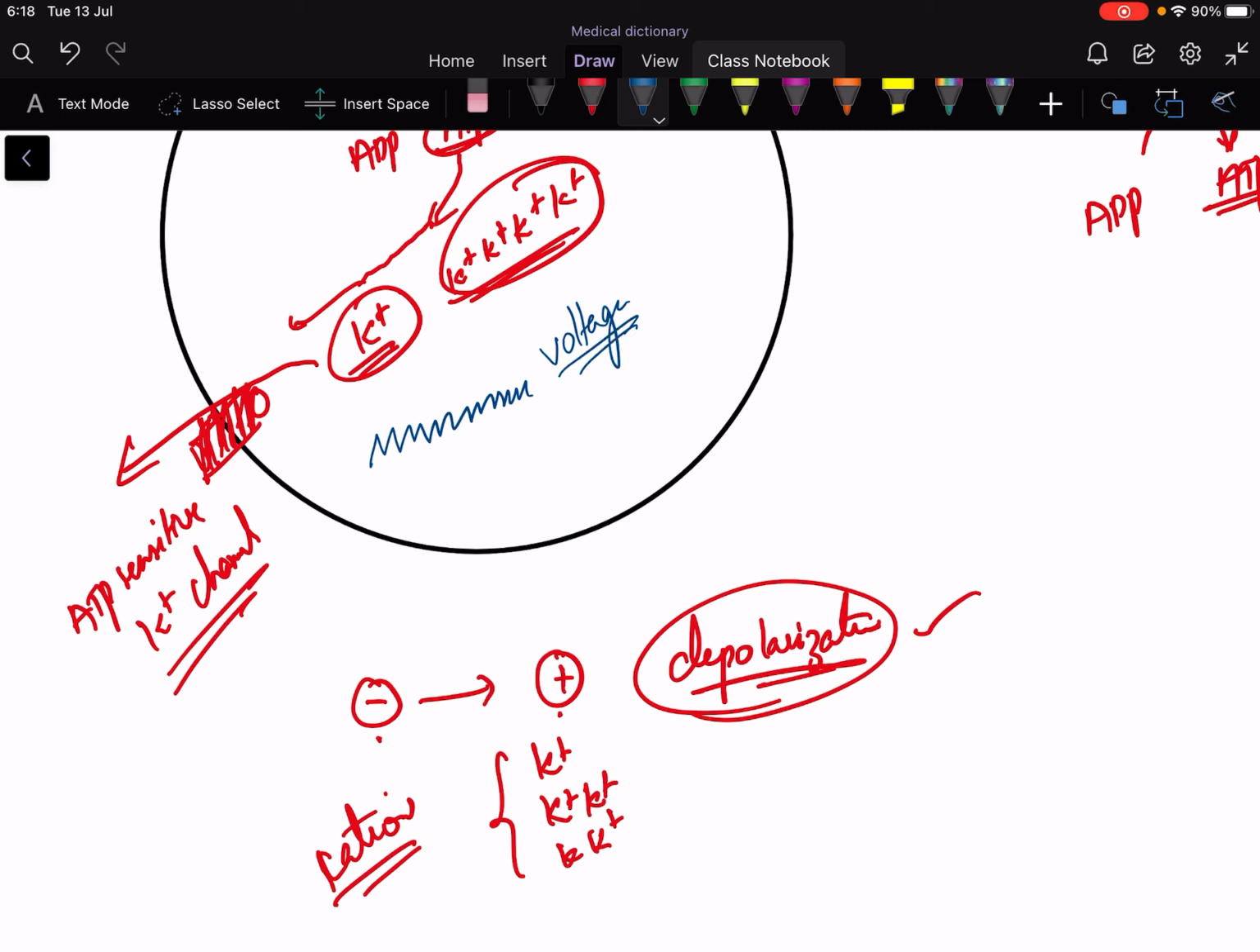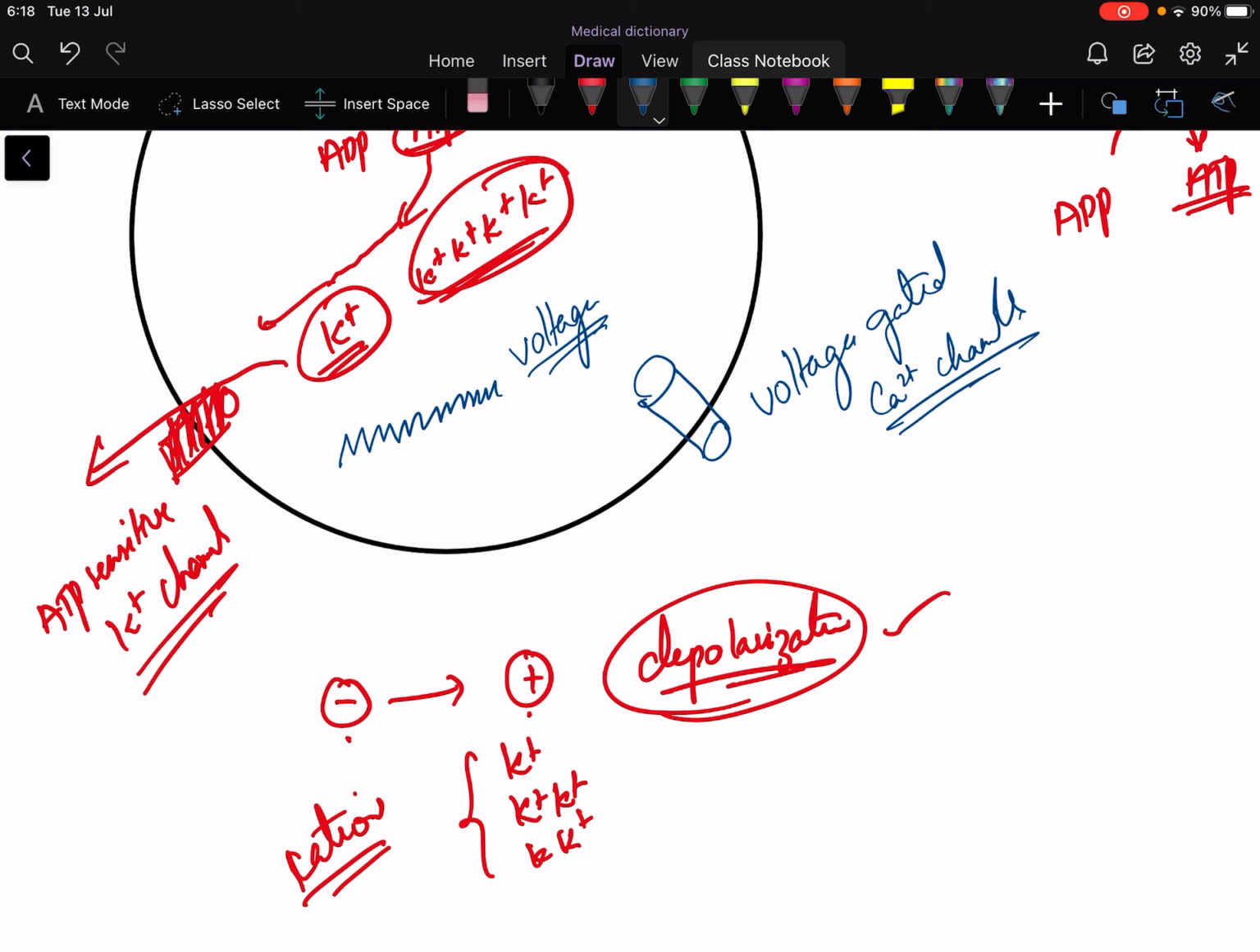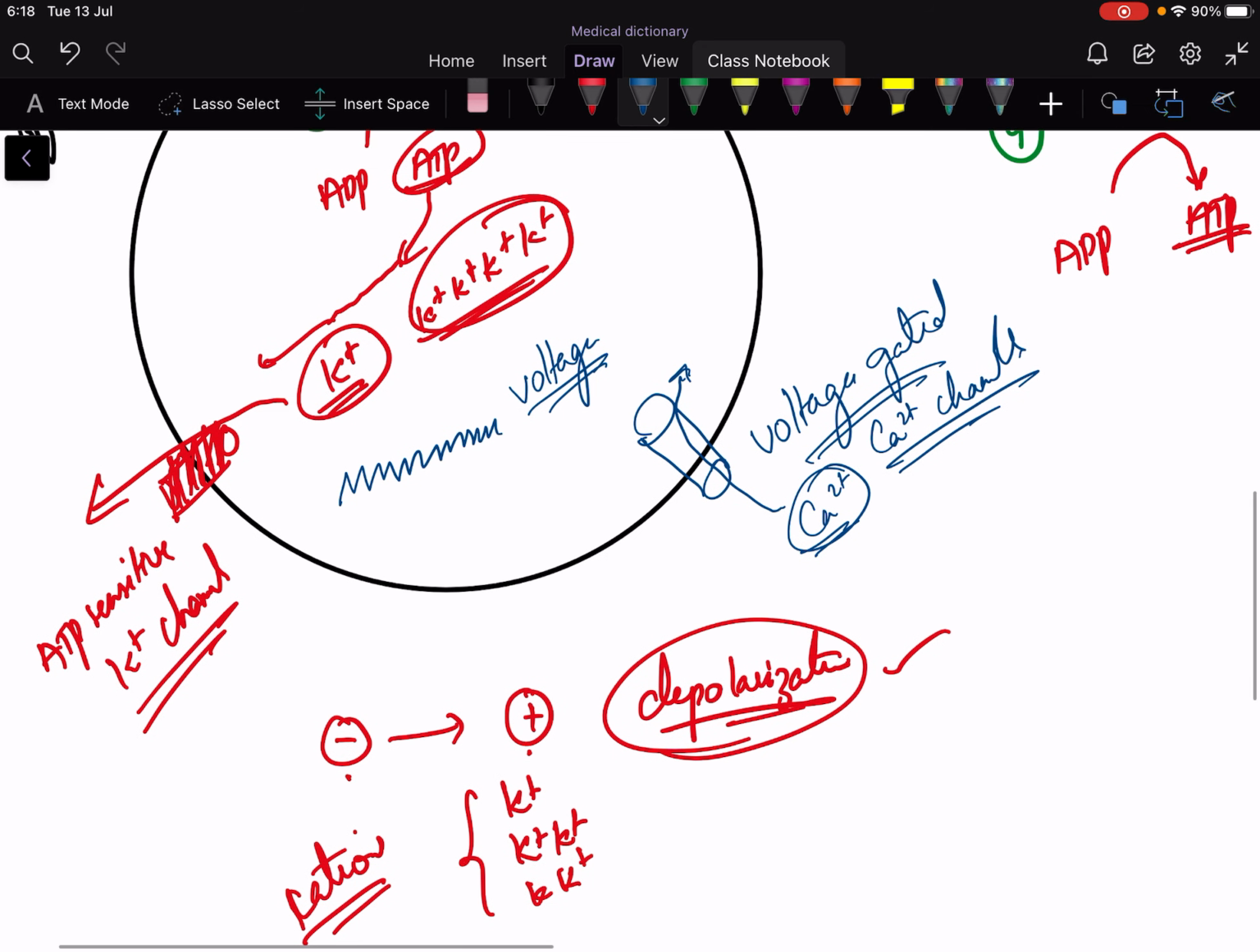And this voltage, what it will do? It will activate the calcium channels. This voltage will activate the voltage gated calcium channels. Okay, what will happen when they are activated? This voltage gated calcium channels, when they are activated, calcium goes inside. This is very important step. Okay, once the calcium goes inside, what will happen?